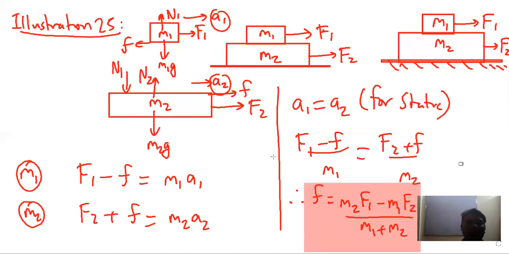So this is how we solve this question. The value of static friction is as shown in this box. So after this, let us move on to next question. Next question is illustration 26. So we are given a diagram as shown.